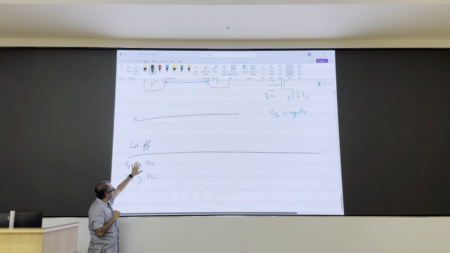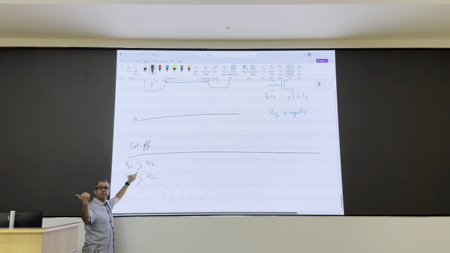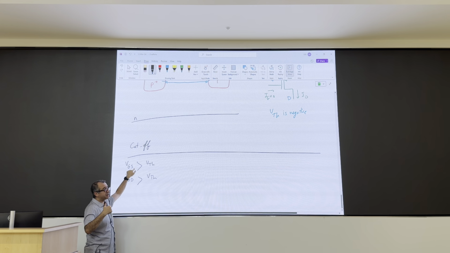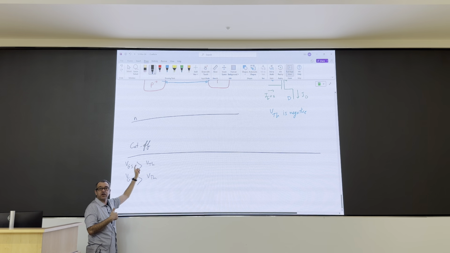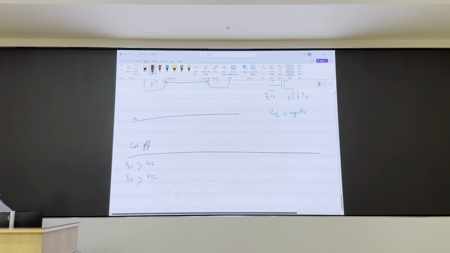Right? So for cutoff, threshold is like the minimum. For NMOS, this meant I had a channel because the threshold voltage was positive. For a PMOS, this means you don't have a channel. Same thing for triode. So for triode, you have a channel at both ends. So the gate source voltage must be smaller than your threshold voltage, and the gate drain voltage must also be smaller than your threshold voltage, right?